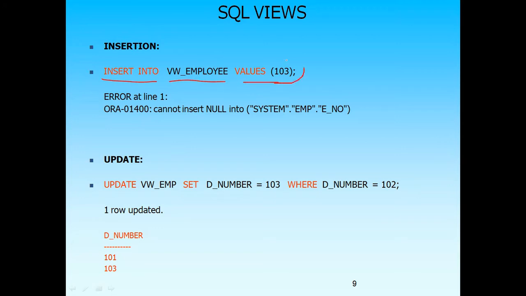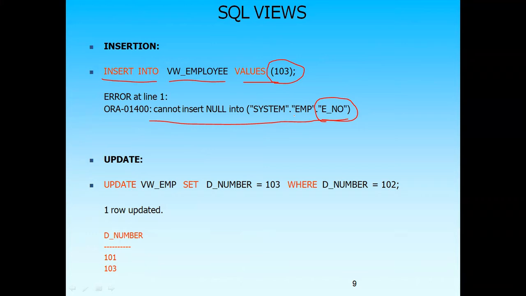Now what I am doing here, I am trying to insert a new record into the view. As you know, there are only two records in the view with the two departments 101 and 102. Now I am trying to insert a third department, that is 103. Now see what problem will occur here. What is the error? Cannot insert null value into employee number, because we have skipped employee number, and employee number is the primary key in my base table.